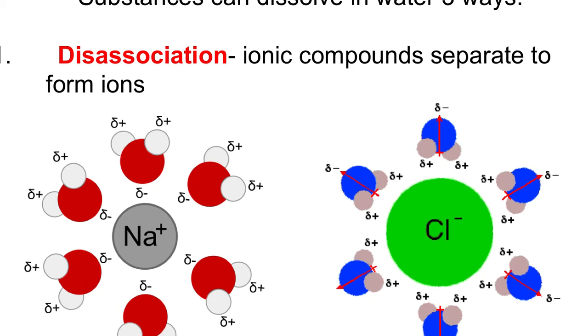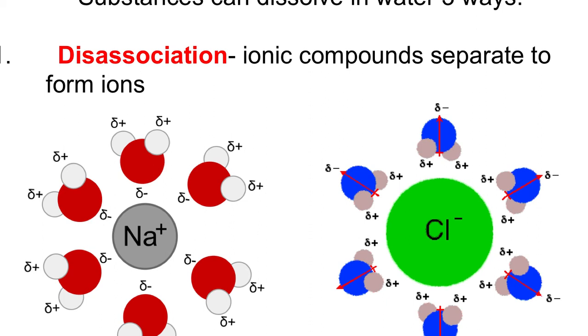Chemically speaking, there are three ways substances can dissolve, and it all has to do with their chemical properties that we've learned. If it's an ionic compound, once the solution forms, it's going to separate into ions. This process is called dissociation. You have an ionic compound like sodium chloride, you put it into water, and literally what's going to happen is it's going to be pulled apart by the polar water molecules.